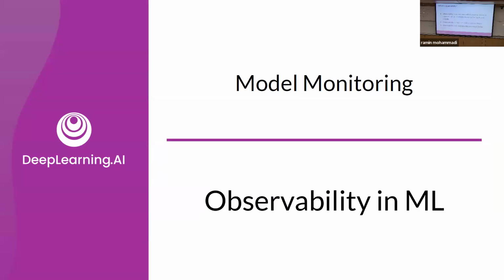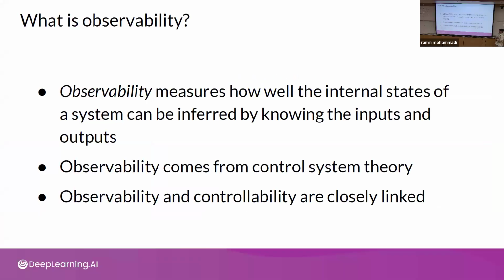Now, when it comes to observability in ML models, we have different kinds of observability. One of them is around your model behavior: is the model easy to understand? Another is around the internal part of this model. Can you see the flow of the data? Can you understand how the data goes through your model? Can you point out where the problem is? Can you detect those? Overall, observability comes from control system theory, and it is closely linked with controllability.